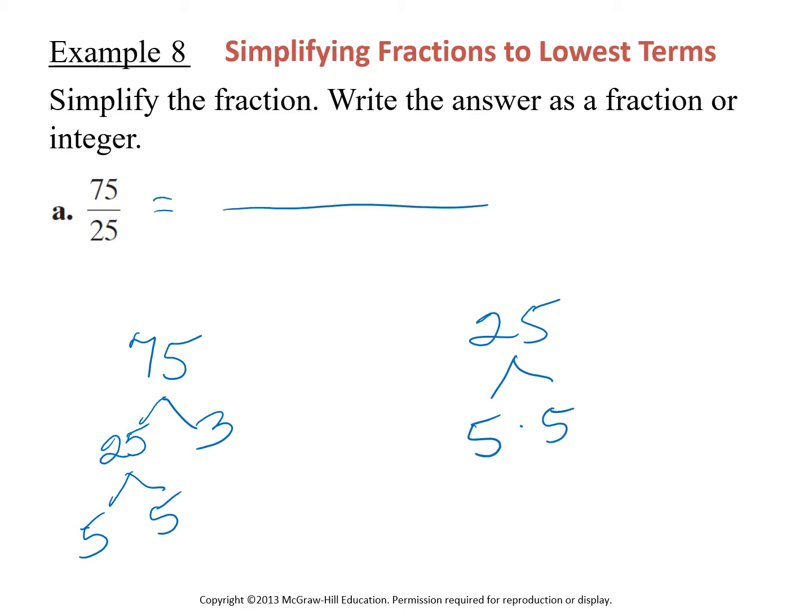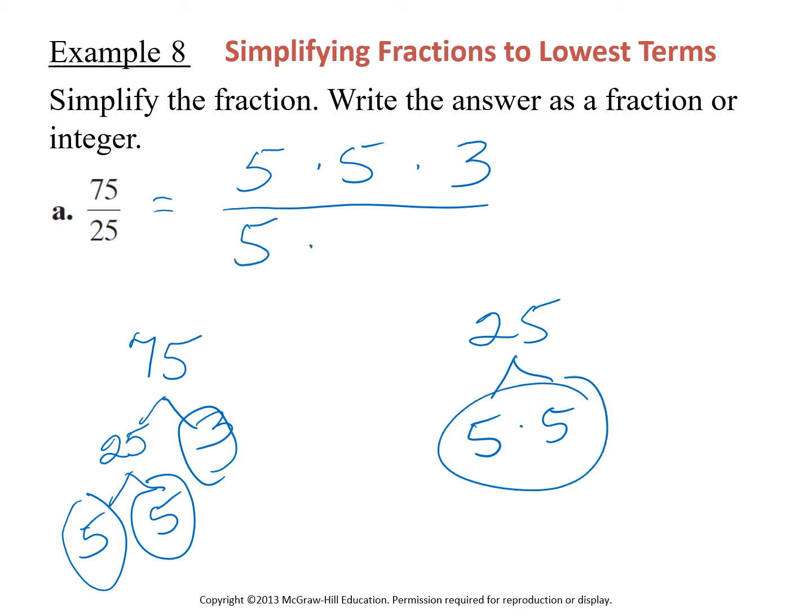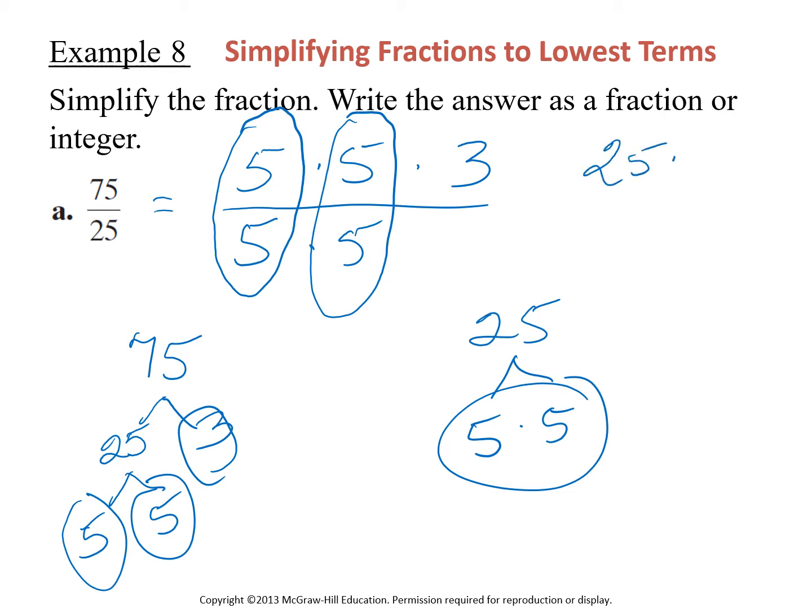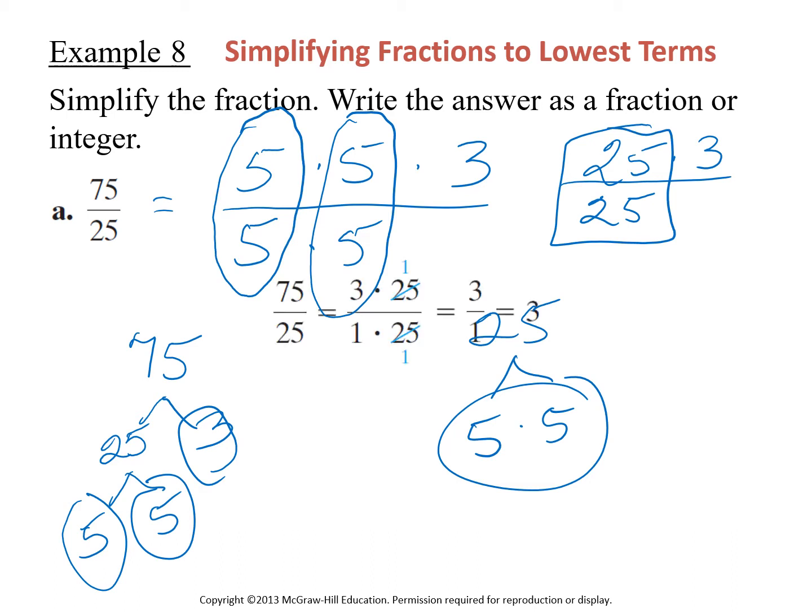and I'm going to write 75 as 5 times 5 times 3, and 25 is 5 times 5. And then I see that I have a common factor of 5 and another common factor of 5. So the greatest common factor is 25. This is 25 times 3 over 25. So that's my GCF, and that's how I can use prime factorization to find it.